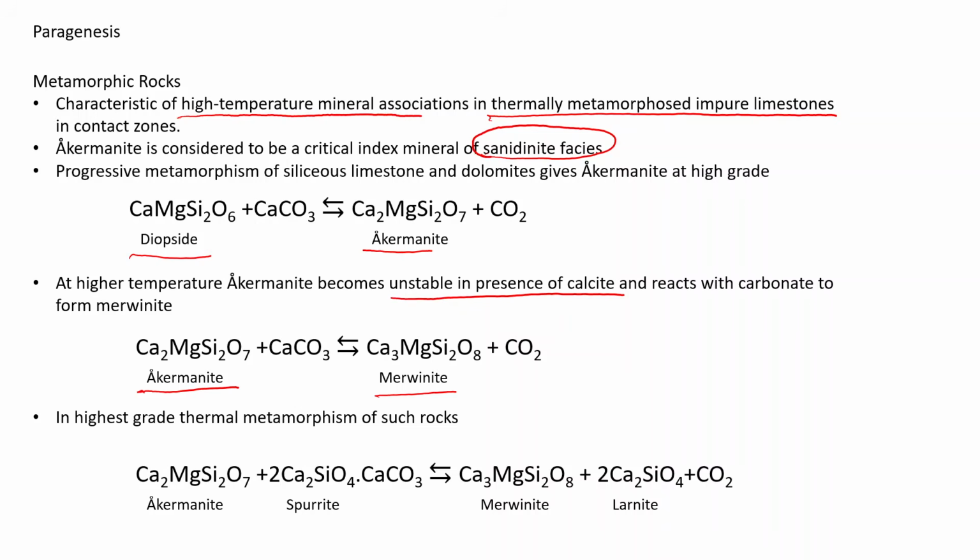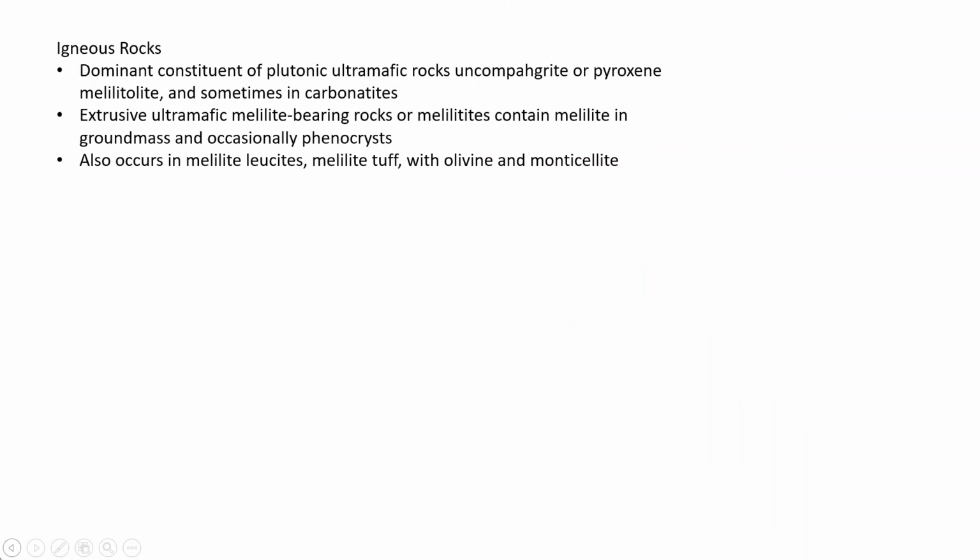And in the highest grade thermal metamorphism of such rocks, akermanite and spurrite react together and give rise to merwinite and larnite. You are aware that larnite belongs to the olivine group of minerals. It has also been seen that melilite is a common constituent of feldspathoidal rocks formed by reaction of basic magmas with carbonate rocks. While in the igneous rocks, it is a dominant constituent of plutonic ultramafic rocks.